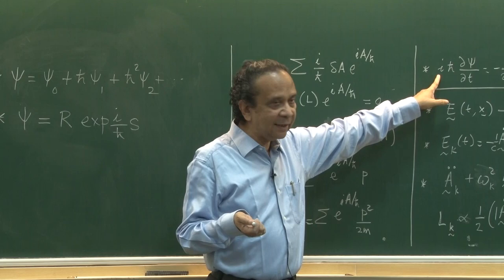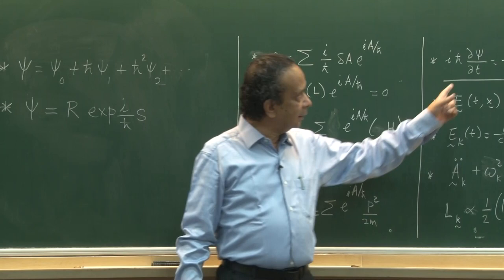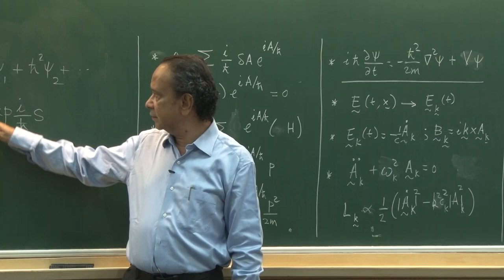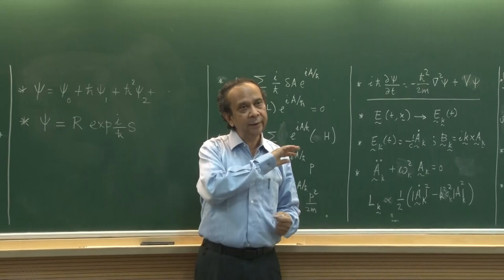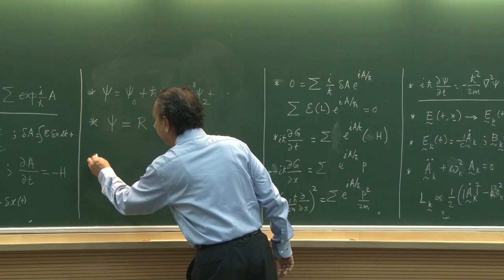And the psi can always be written as r e to the i s, where s is real and r is real. Okay? So, in fact, this equation has exactly the same physical content as the equations for r and s separately. So, you plug this into it, and then you equate real and imaginary parts. That is an elementary exercise, so I won't work through it here. If you do that, you will get the following equations.